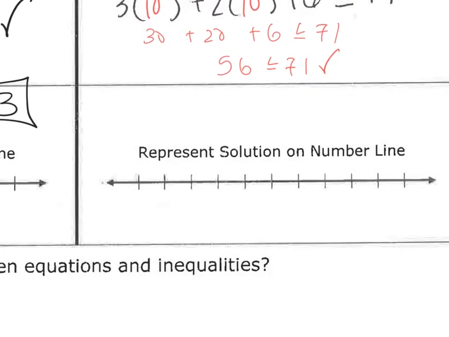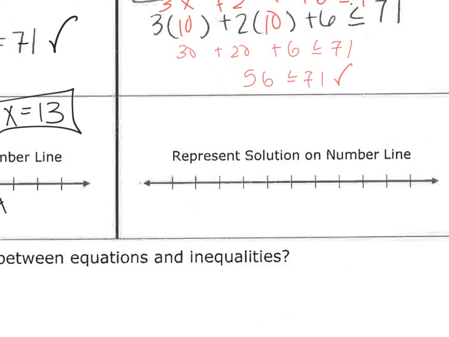Now if I want to represent that on a number line, let's see, 0, 2, 4, 6, 8, 10, 12, 14. So 13 is going to be here. Because it has the line underneath it, because it has the equal sign, right? This is less than or equal to. That's what that line means. Then I'm going to use a filled in or solid circle. And I'm going to shade in the direction where numbers are less.